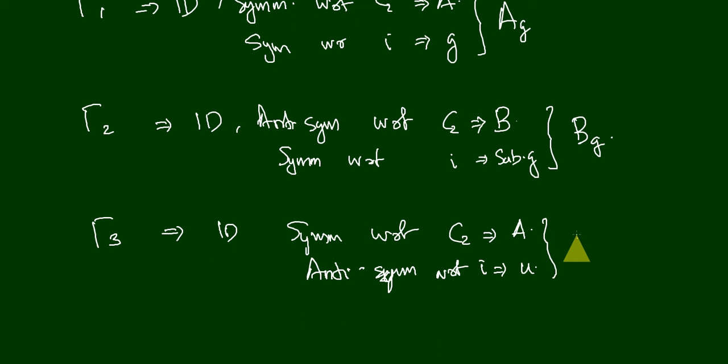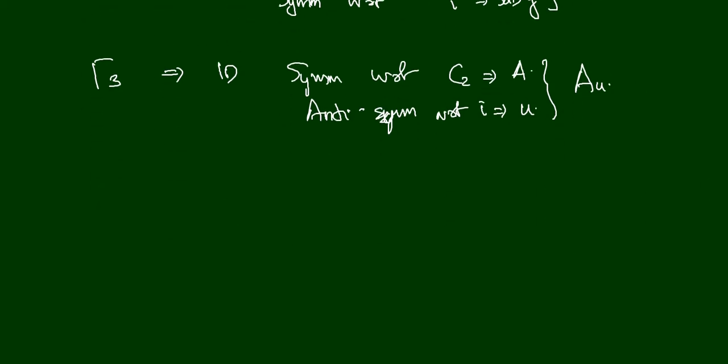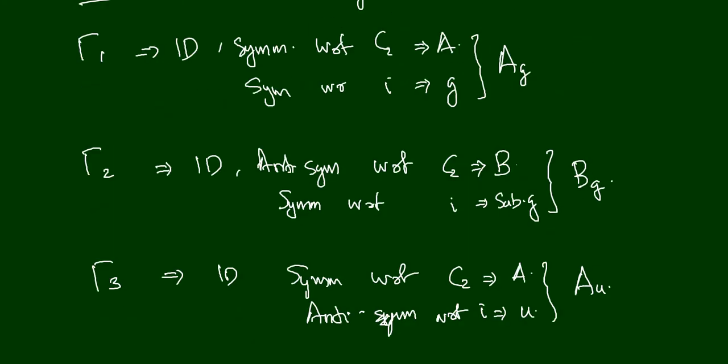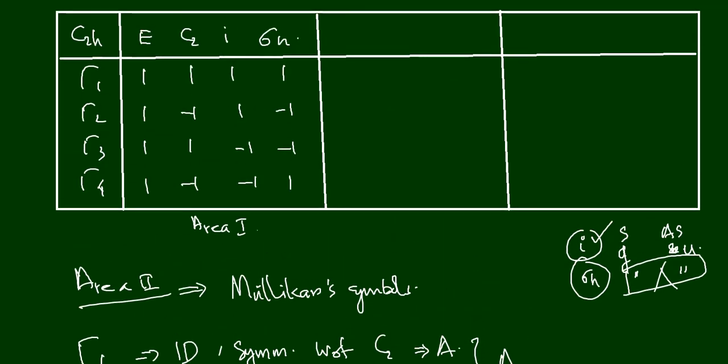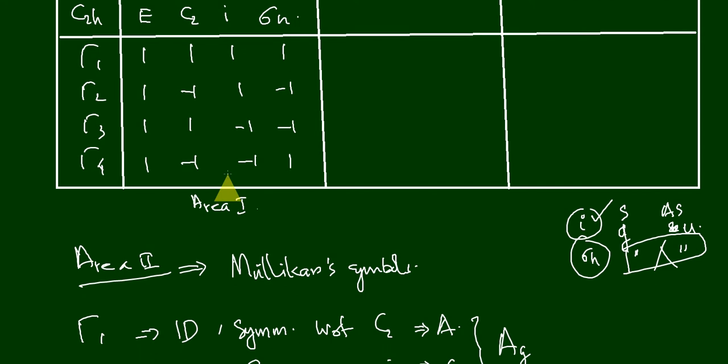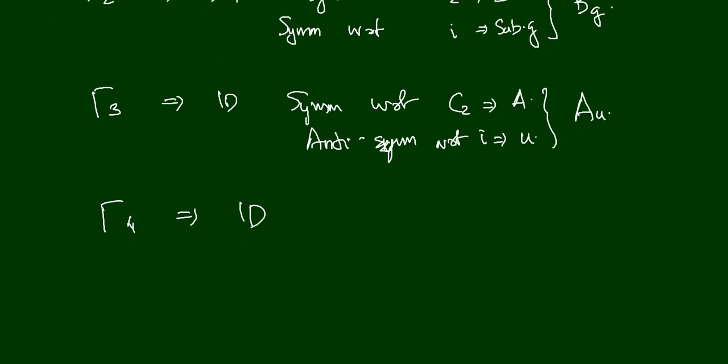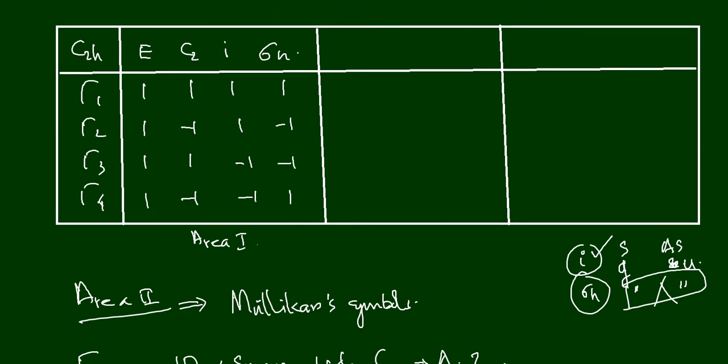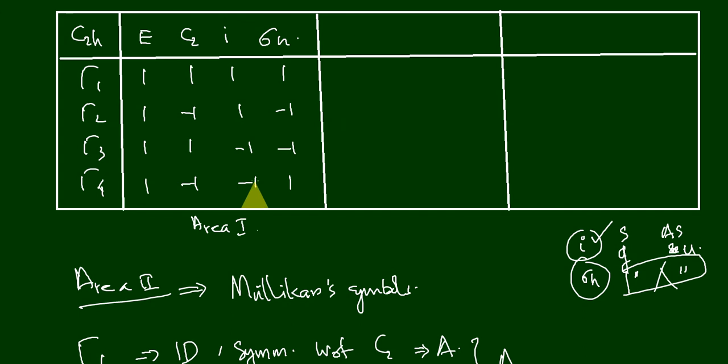So you have AU as the symbol. Okay. And now we can go for the fourth irreducible representation. So that is also one-dimensional. But what about the symmetry with respect to C2? That is anti-symmetric. Therefore, it is B, and it is anti-symmetric with respect to I also.